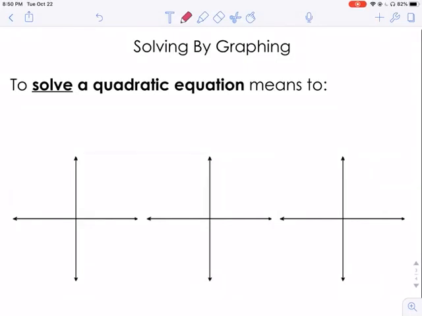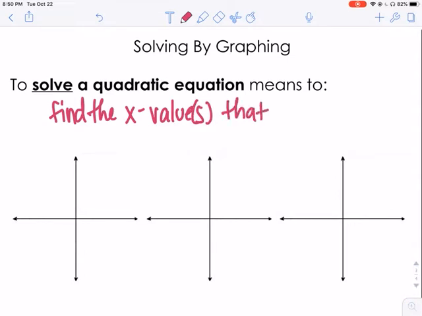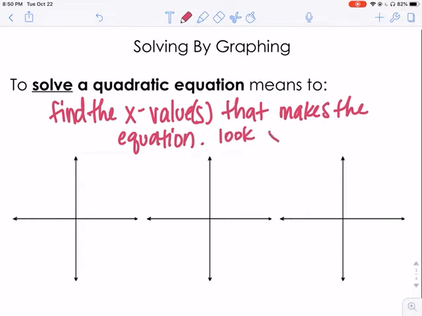So we're solving quadratic equations, and to solve a quadratic equation means to find the x value or values that makes the equation true. In order to do this, we're going to look for the x-intercepts. Right, so x-intercepts, super duper important piece of the graph.